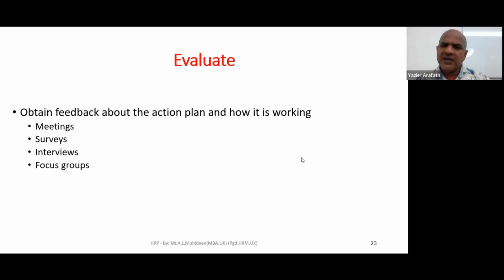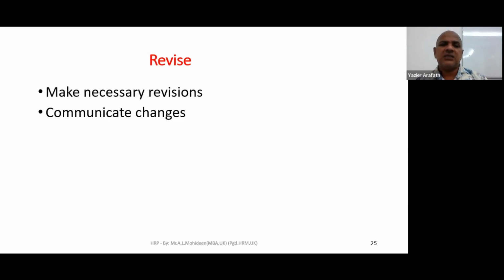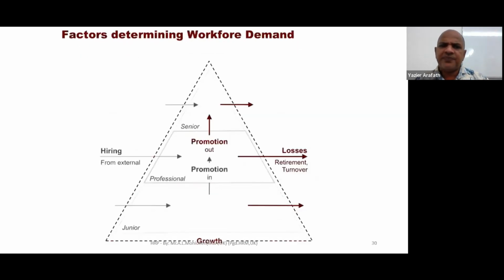Finally, we have to evaluate based on the plan and get the feedback. Sometimes we can have surveys, interviews, and focus groups. I think this is more than enough. So we will go for some practical things. Having got the idea of this HRP, now I will go for the practical things. This is the theory I discussed. Now, when we plan the human resource, how do we plan?